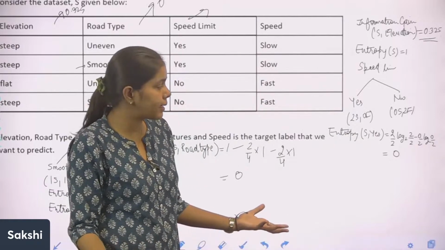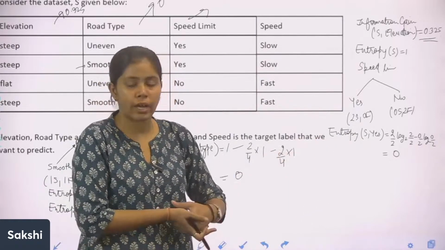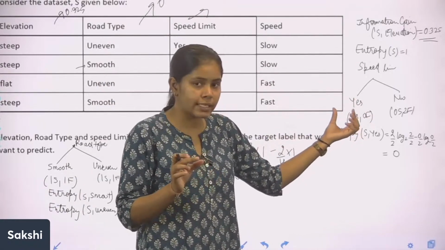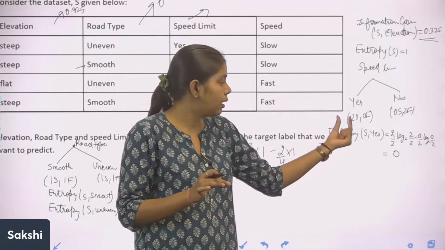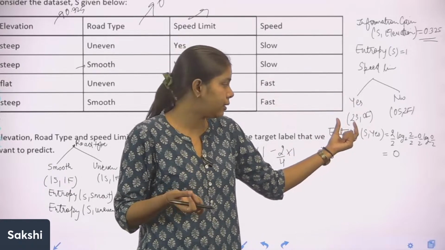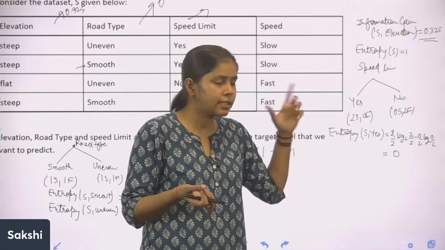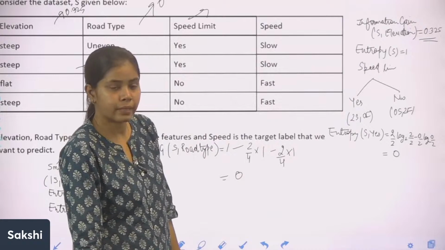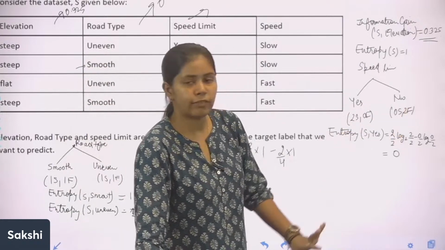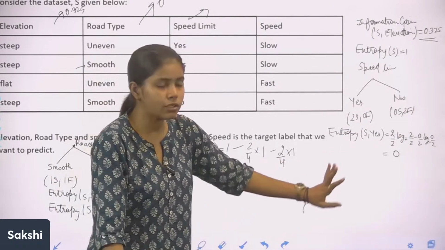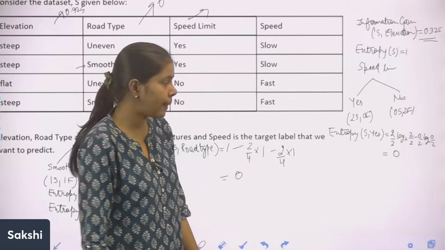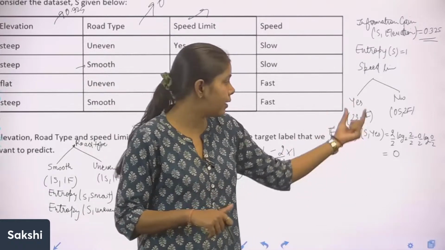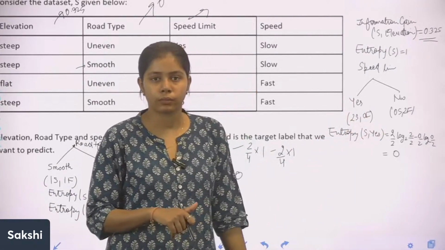Why, you might say, ma'am, you have written directly 0, you haven't used the calculator. So guys, whenever there is binary classification and you can see that all of the values are coming to one particular class, in this case yes can be categorized as slow. Whenever we have speed limit yes, then it is slow, right? Whenever we have speed limit no, then we have always fast, right? So that's why there is no impurity in this feature. And what does this impurity mean? That means we are not able to decide, but here we are able to decide that whenever we have speed limit yes, that means we are going slow.